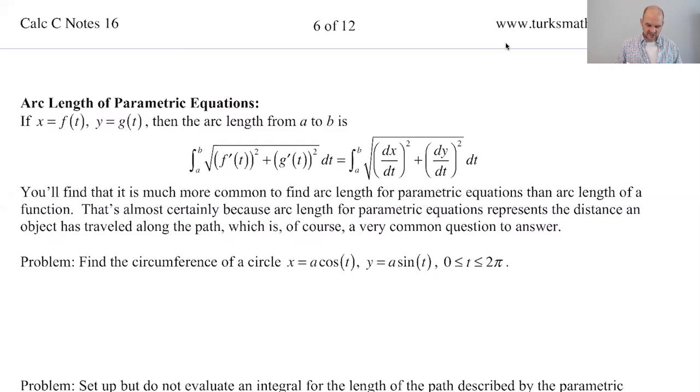All right, we're back around page 7 of note 16. We're talking about parametric equations. So we talked about various slopes and rates of change: dx/dt, dy/dt, dy/dx. dx/dt is left, right; dy/dt is up, down; dy/dx is the slope of a tangent line. Usually it's a function of t.